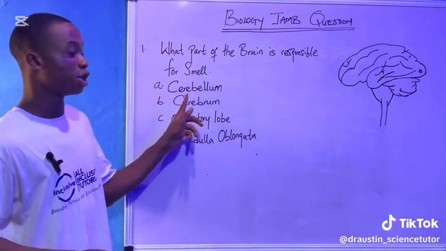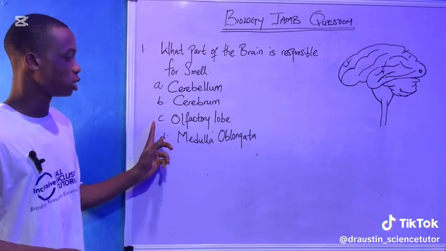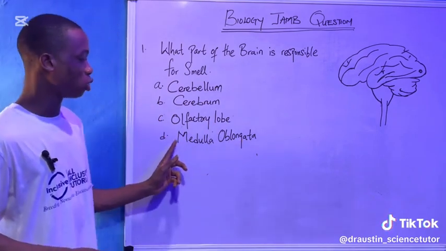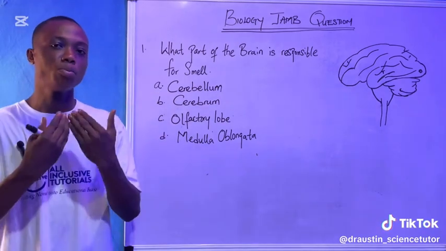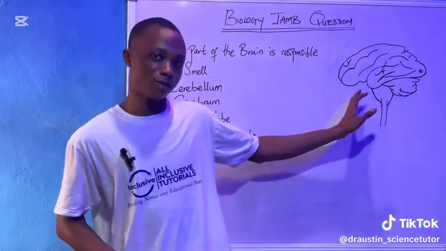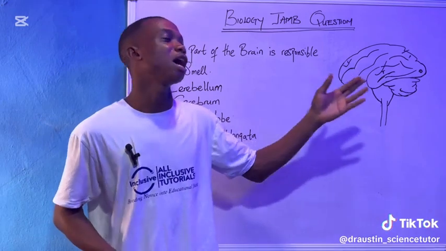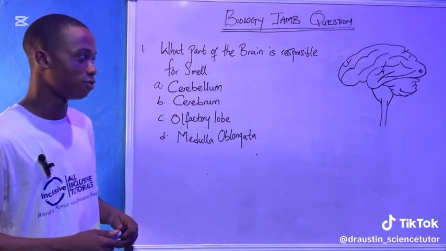Option A, cerebellum. Option B, cerebrum. Option C, olfactory lobe. And option D, medulla oblongata. Now, before I pick the correct answer, let's analyze the brain first to know which one will be the correct answer. So listen attentively.